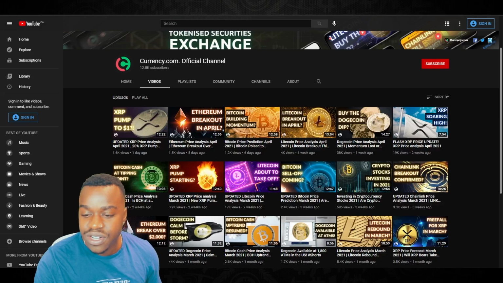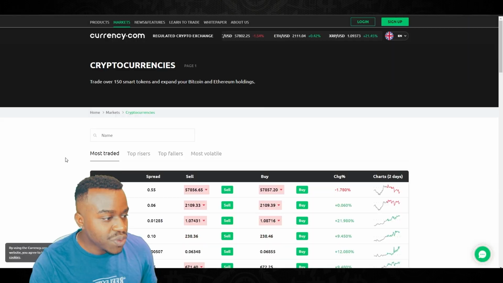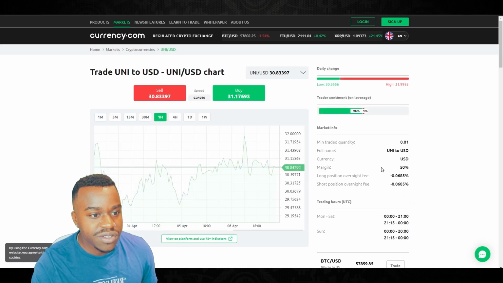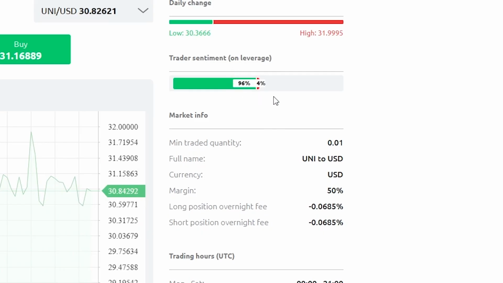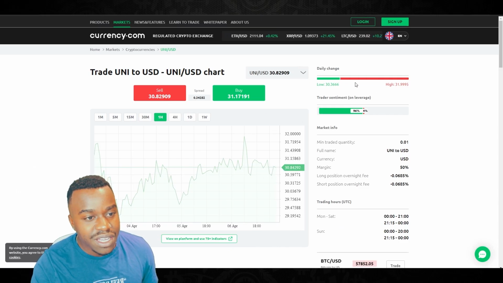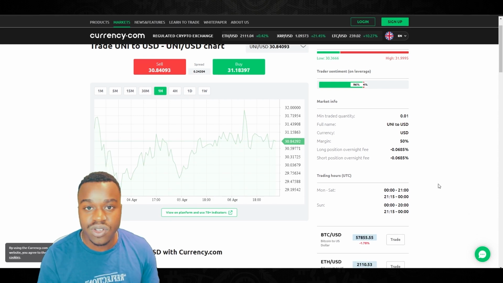And let's see what the trader sentiment is looking like right now. Okay, so we're here on Currency.com. We're going to look at Uni for today. Trader sentiment, bullish, 96% buyers, 4% sellers. The price is sitting at a support, potentially about to test support, but we'll see what happens. It is leaning towards a low of the day. Things could turn around quick.